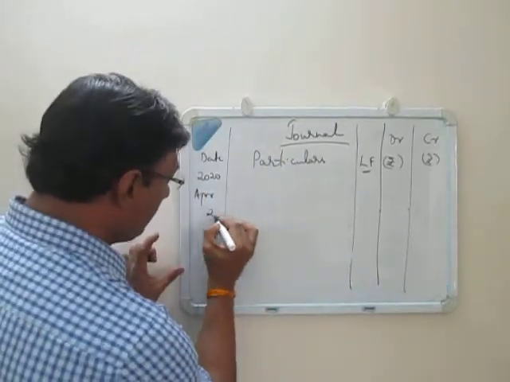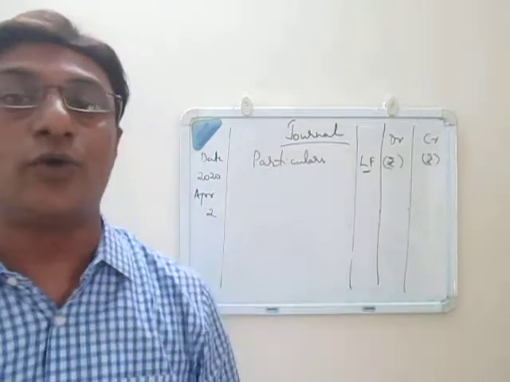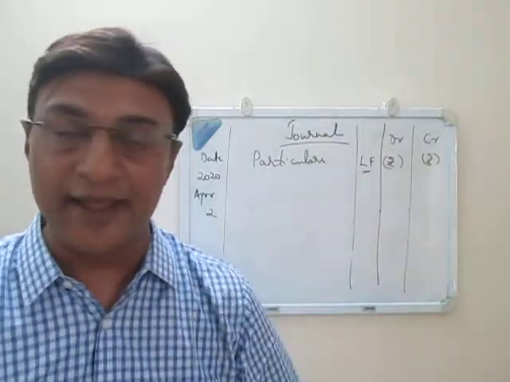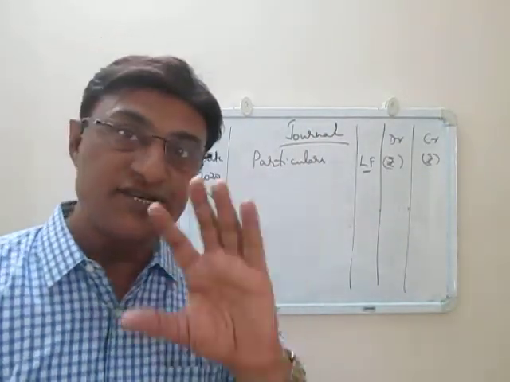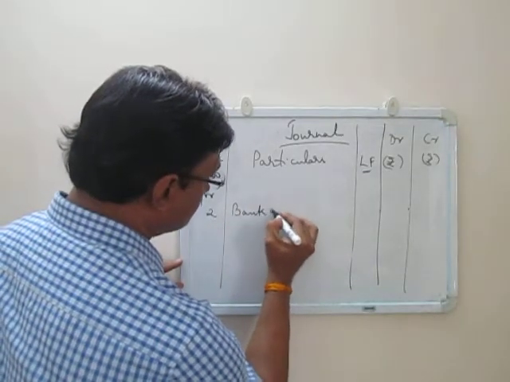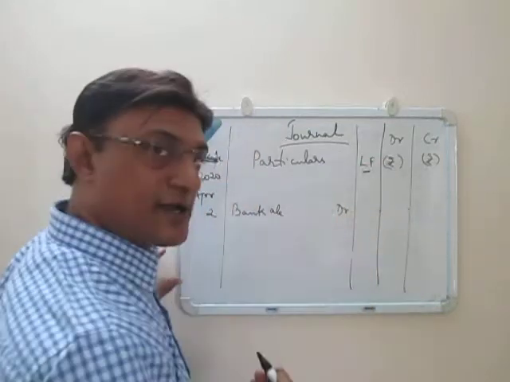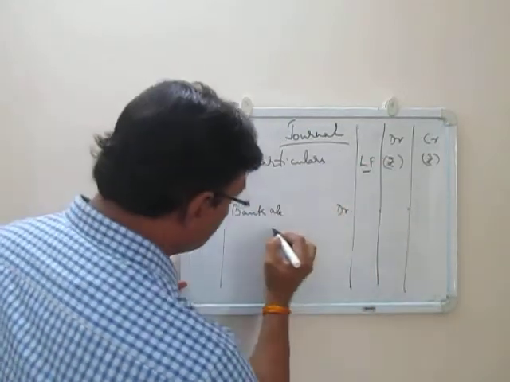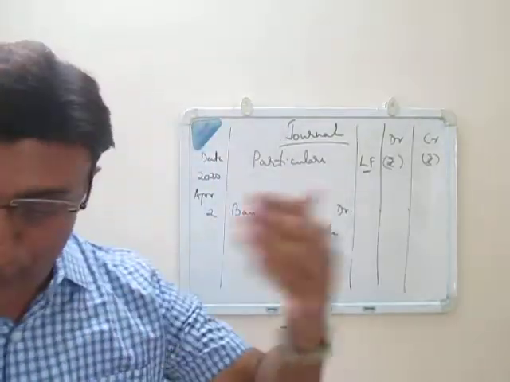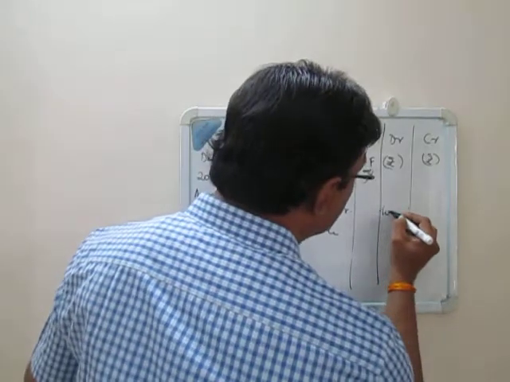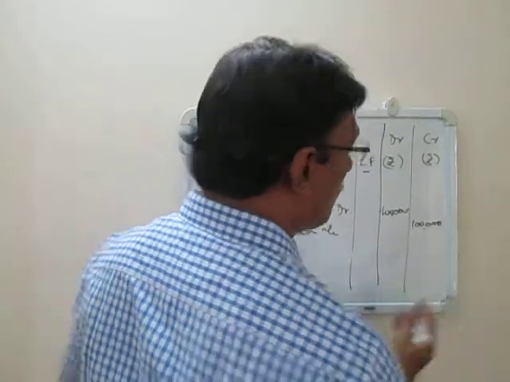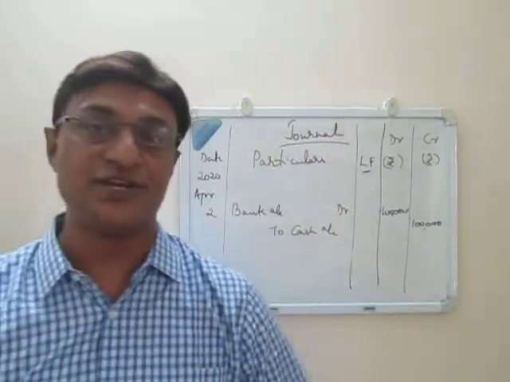On the 2nd of April, we have opened a bank account with SBI, Federal Bank, Union Bank of India, Canara Bank, some bank. So the journal entry there is Bank account Dr. The debit was to go to bank account and the credit to cash account. And the amount deposited was 1 lakh. Open the bank account, depositing cash there.